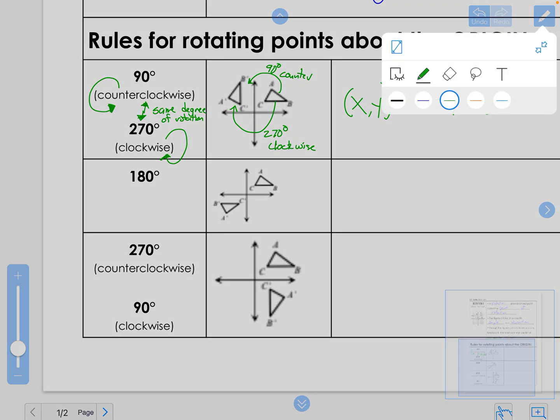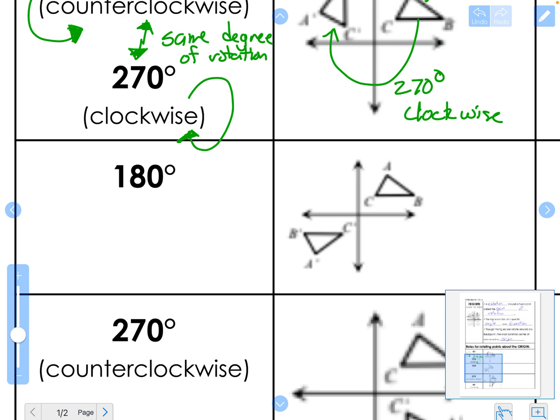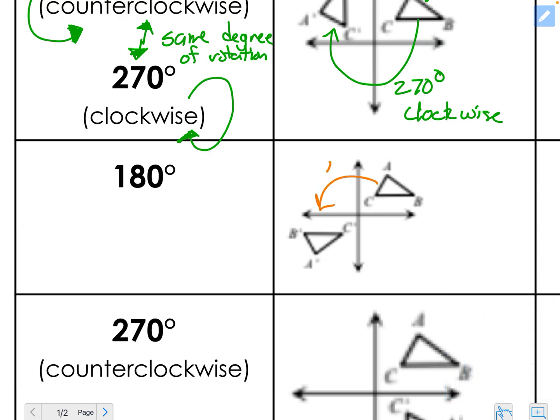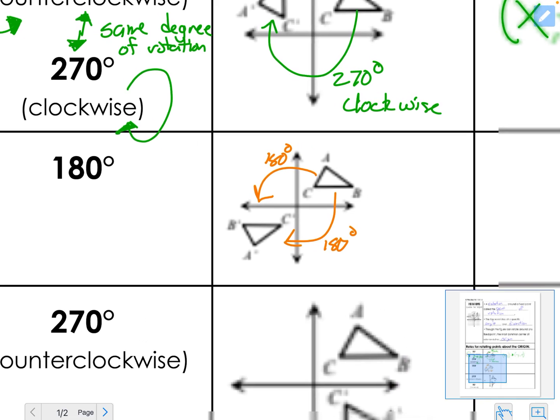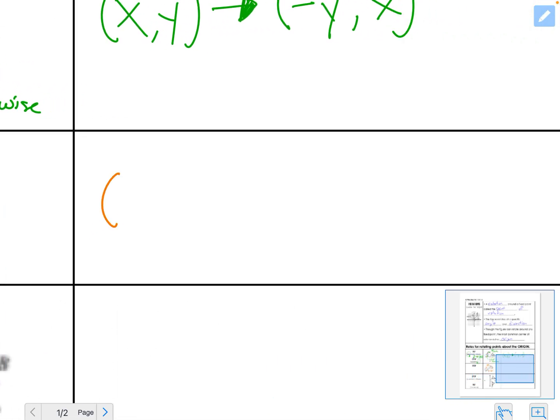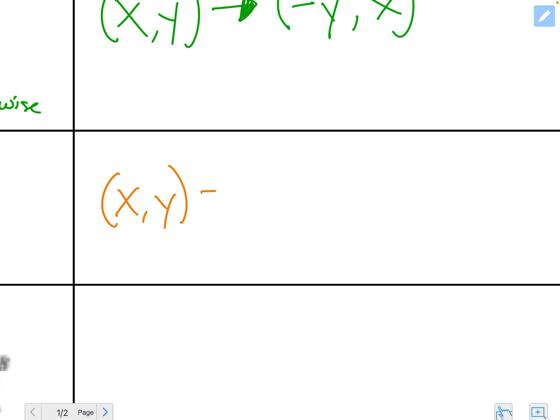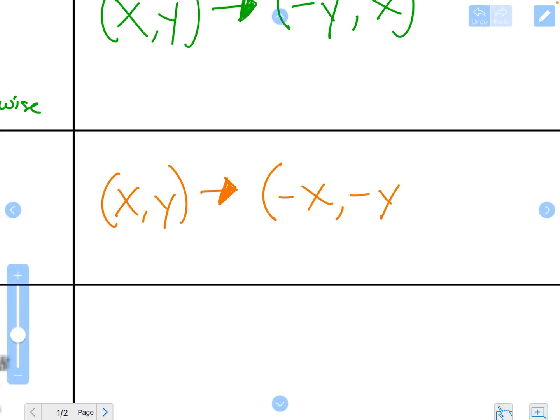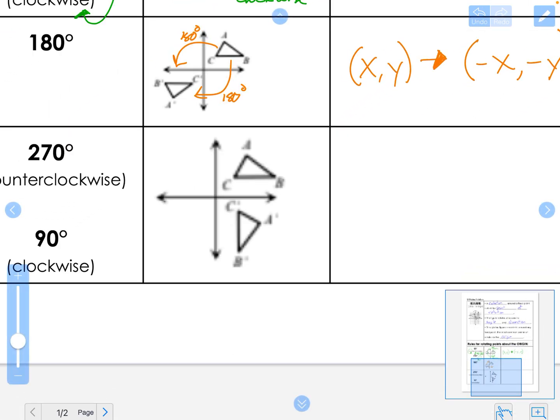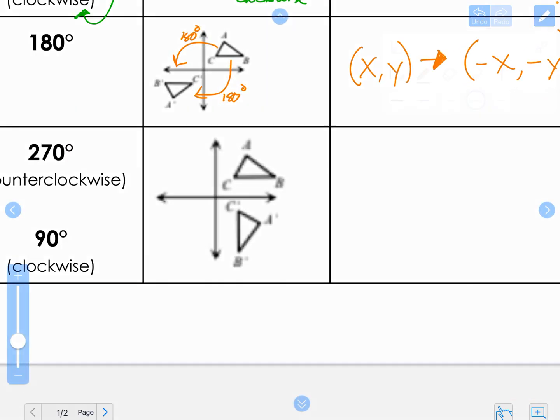All right, 180. 180 is really simple because no matter what direction you go, 180 gets you in the exact same place. So this one only has 1 degree rule, not 2. And so again, our pre-image point, x comma y, is transformed. And if it's transformed by rotating it 180 degrees, our rule is negative x comma negative y.